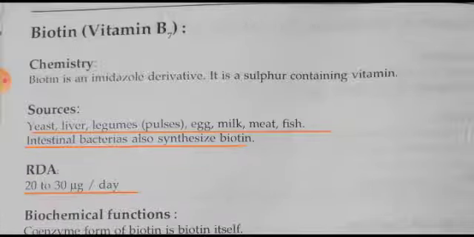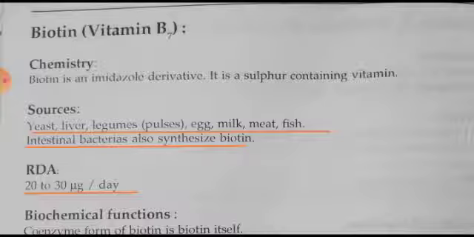Biotin is an imidazole derivative. It is a sulfur containing compound, or a sulfur containing vitamin. The sources of biotin are yeast, liver, legumes, egg, milk, meat, and fish, and intestinal bacteria also synthesize biotin. The requirement of biotin is 20 to 30 micrograms per day.